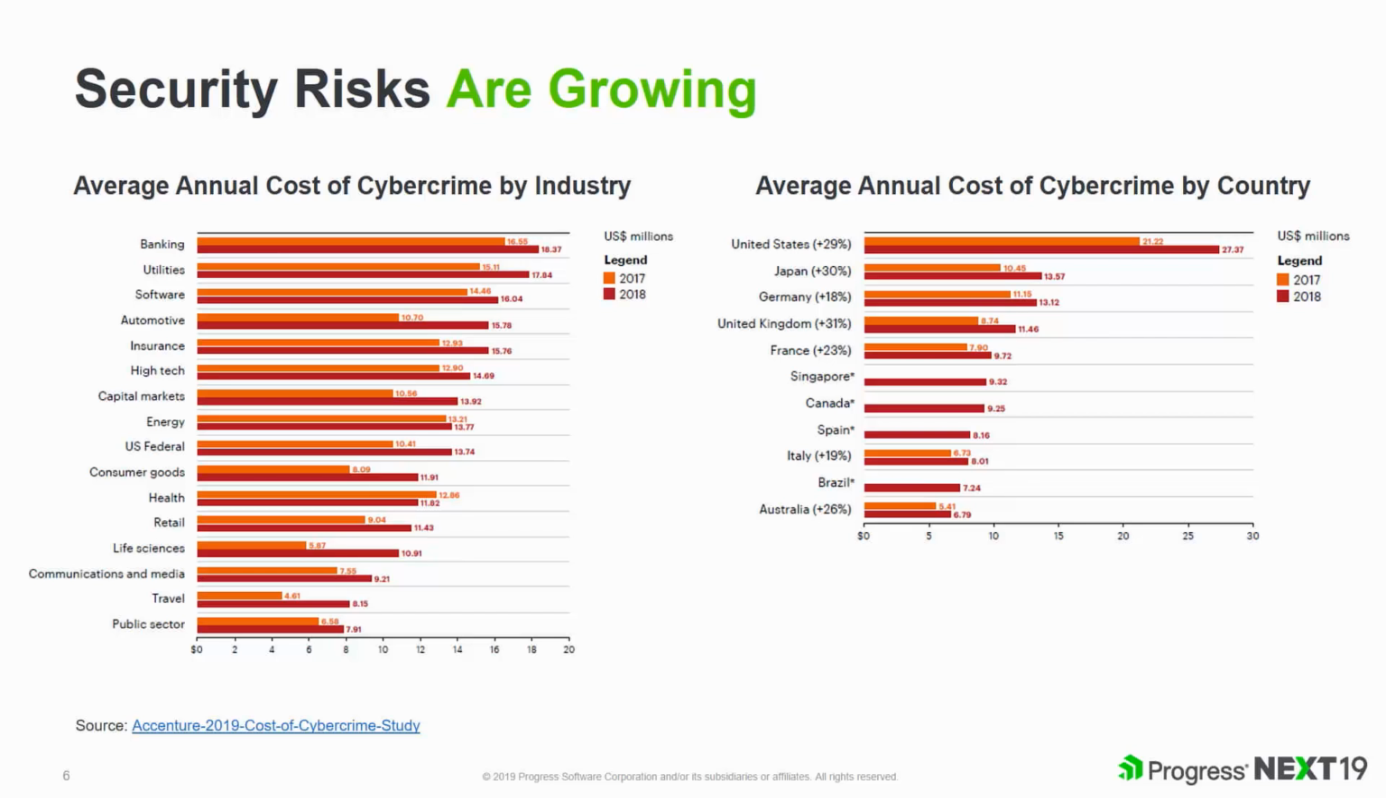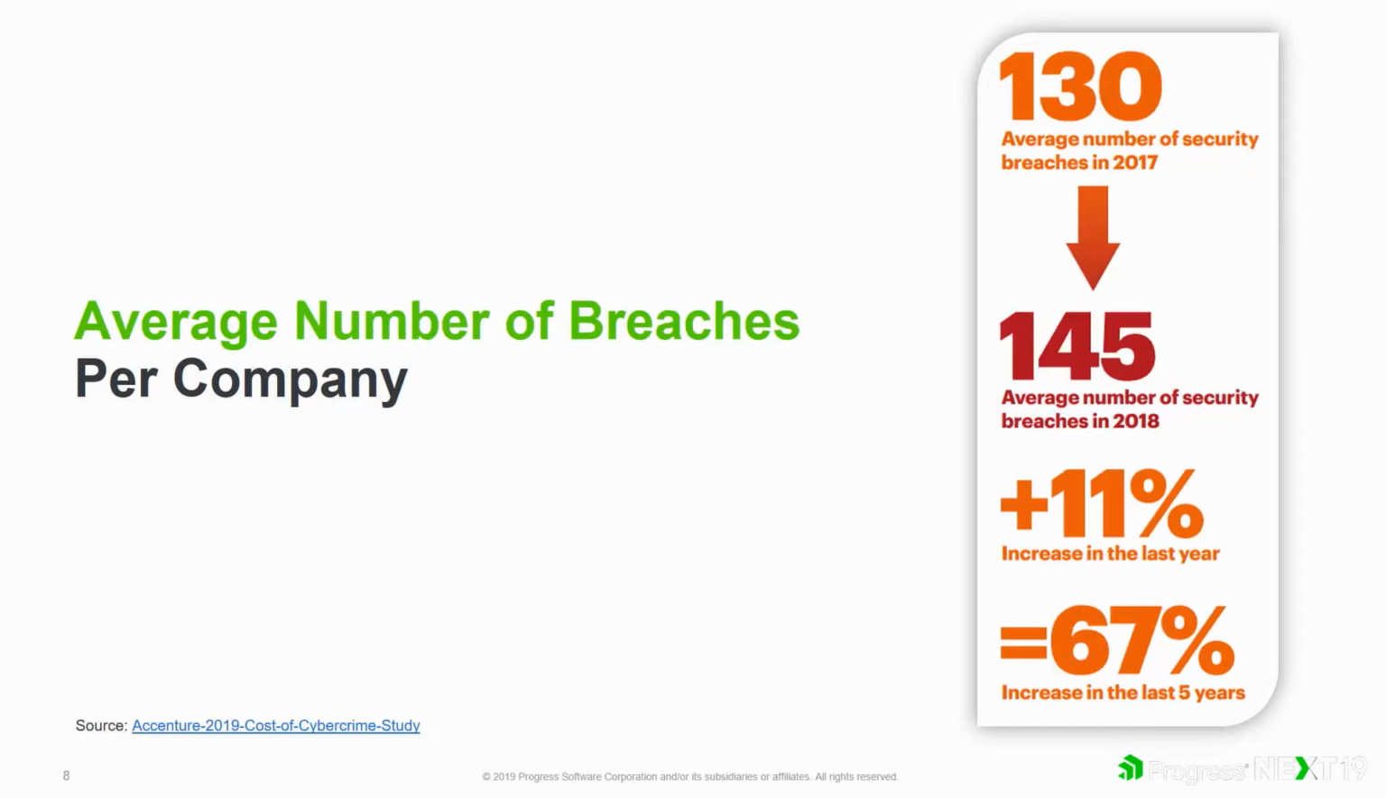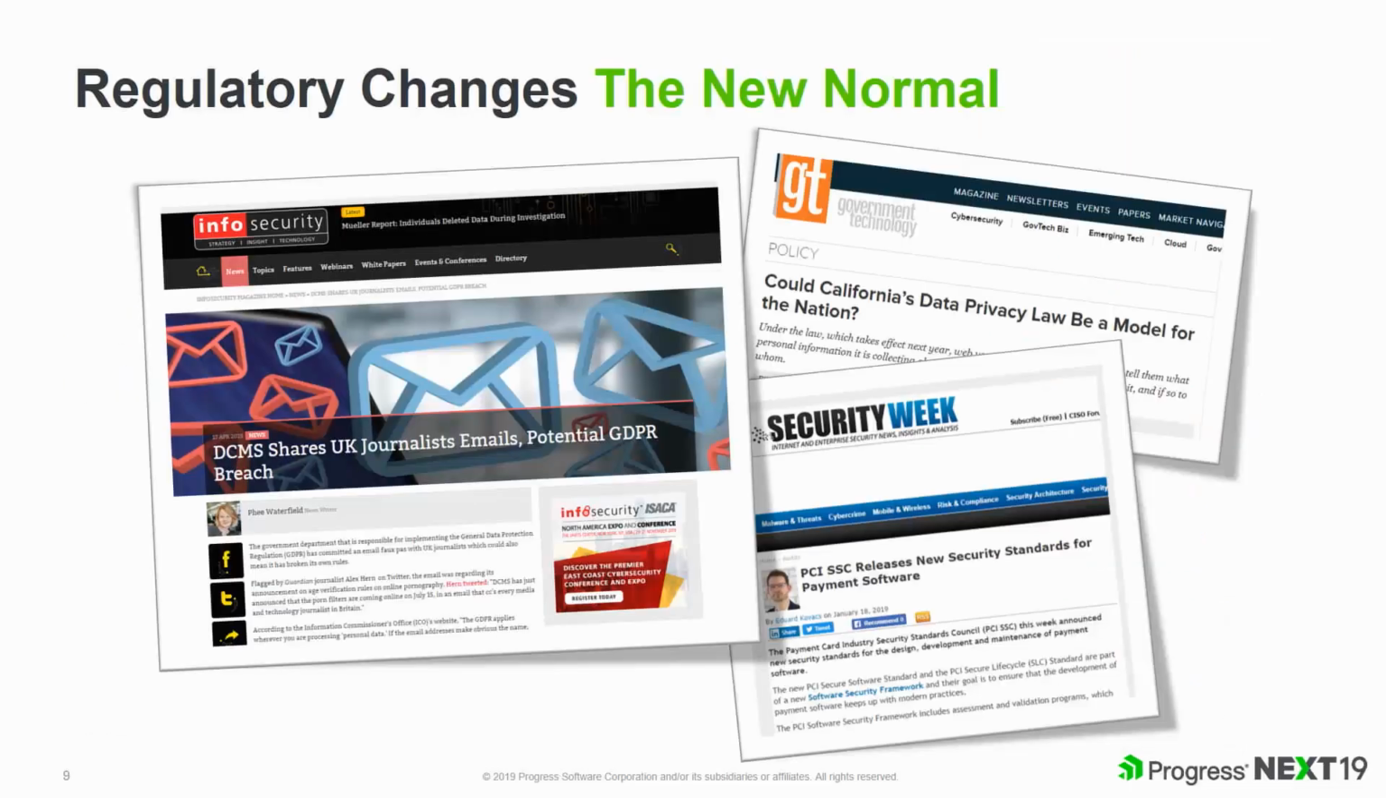So when you're sending data over the internet, you're really at risk. The costs are large. Year over year, cost for cybercrime average per company up 12%, and over the last 5 years, a whopping 72%. So companies are freeing up money to invest in these kinds of tools because it really is something that is just exploding. Similarly, breaches per company is also growing at double-digit rates, so 11% year over year and 67% over the last 5. As I mentioned, regulatory changes are the new normal.